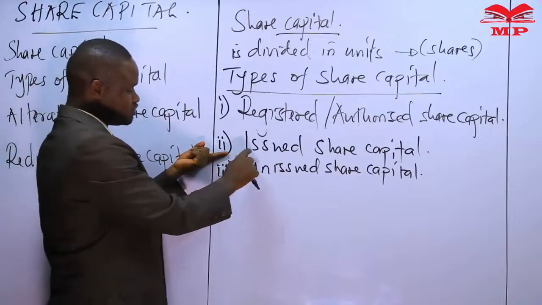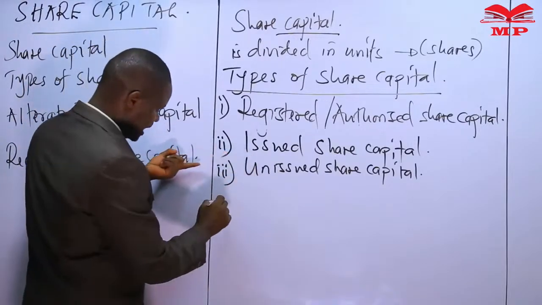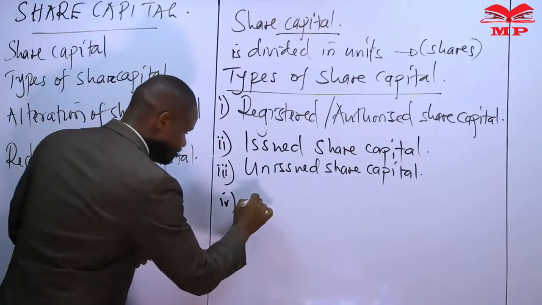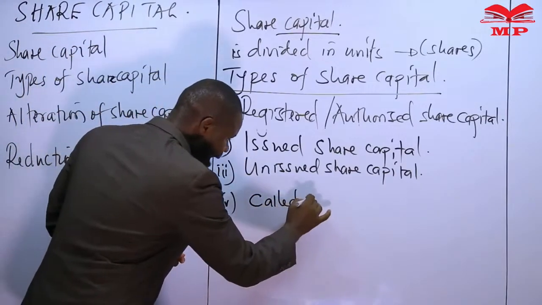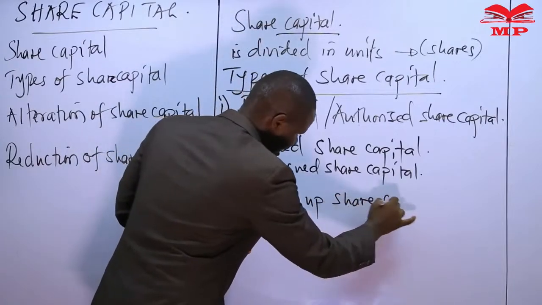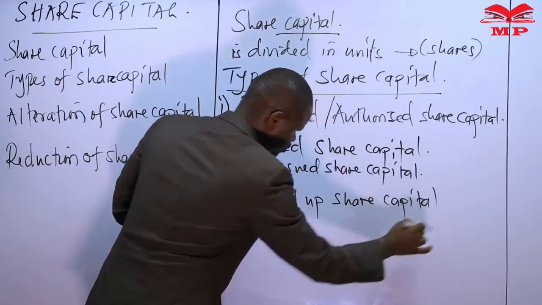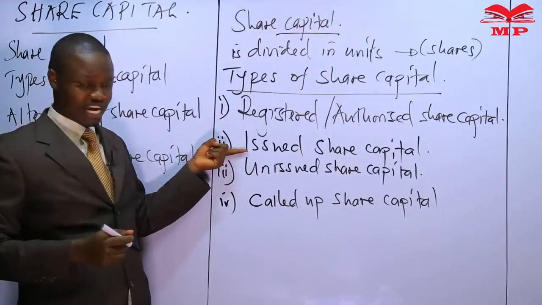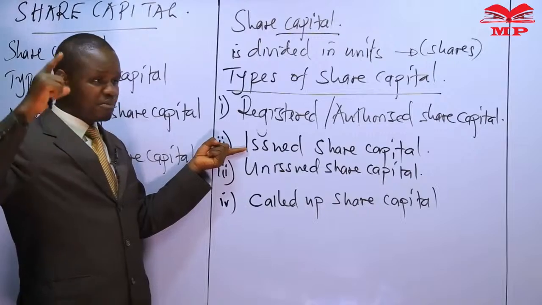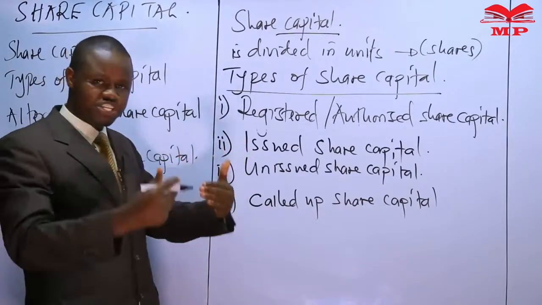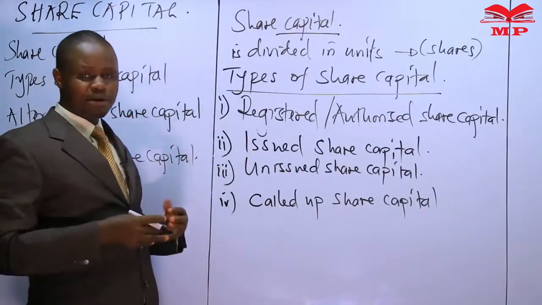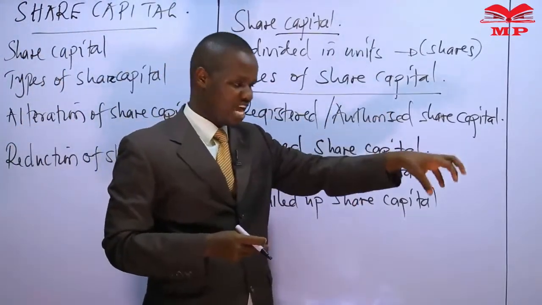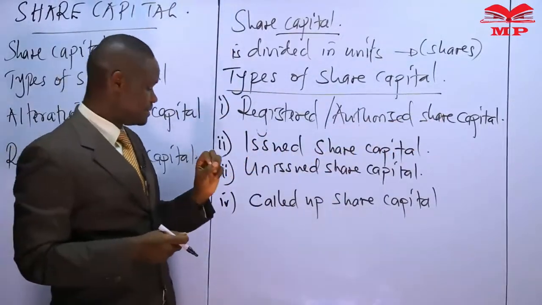Now, I would want us to concentrate more on this issued share capital in our fourth type. Out of the issued share capital, we can have what we call the called up share capital. It is usually a portion of the issued share capital. Class, you can recall from our previous topic where we talked about calls on shares, where the directors were empowered by the articles to make a demand that members pay part of the shares that they have taken up in the company.